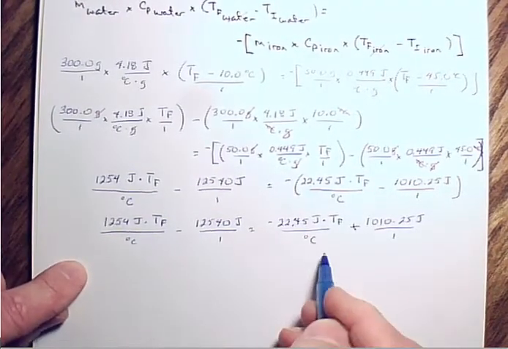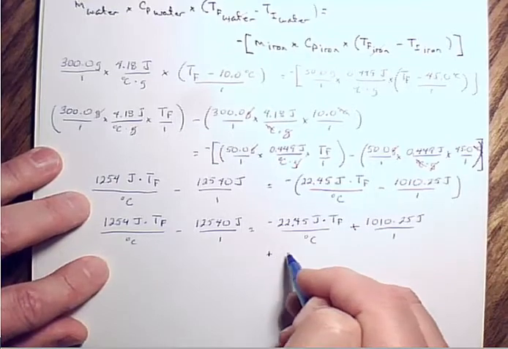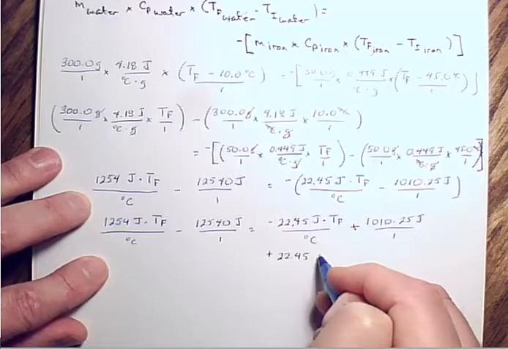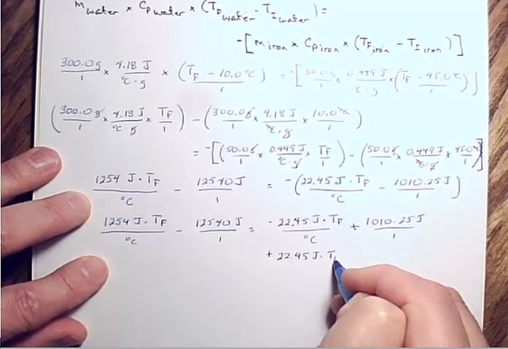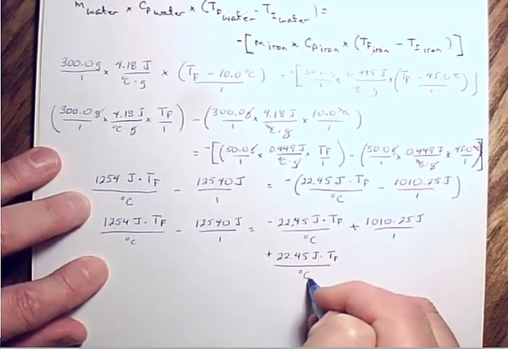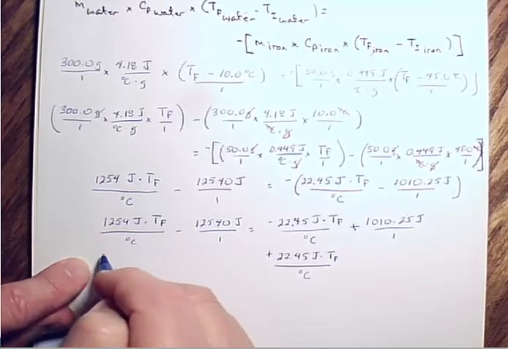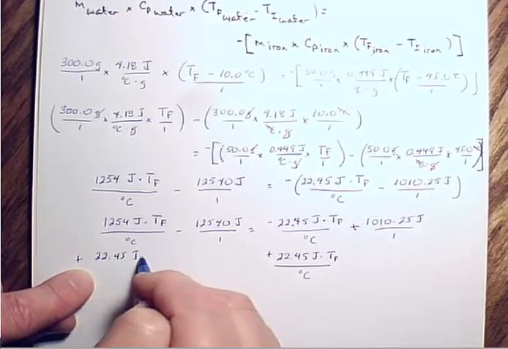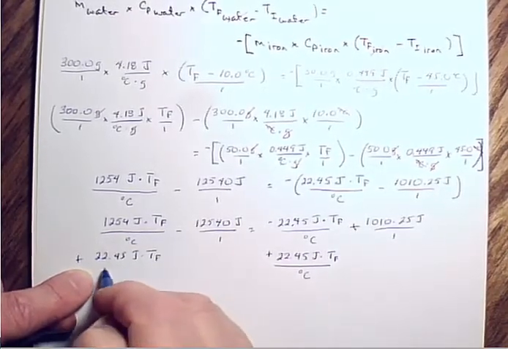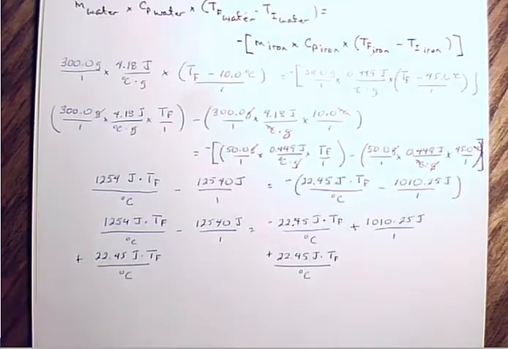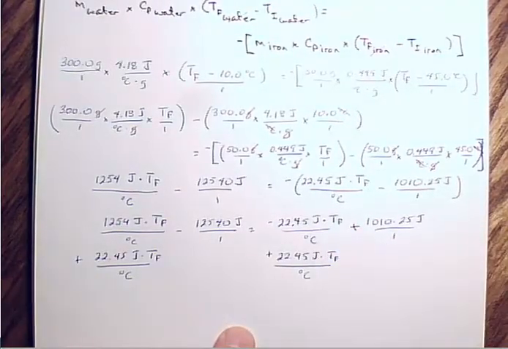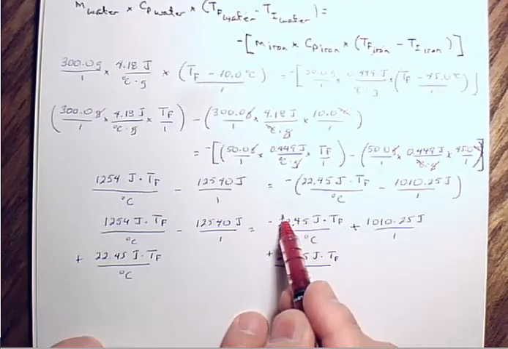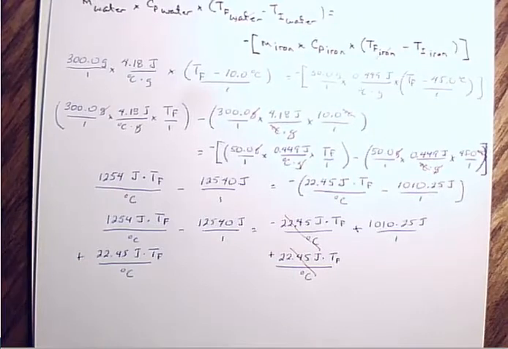Let's take this and add this term to both sides. So I'm going to do plus 22.45 joules times temperature final over degrees C, and I'm going to do the same thing over here. Add 22.45 joules times temperature final over degrees C. Okay. Now this side, because this is a negative and this is a positive, everything else is the same, all this cancels out. Make sense?